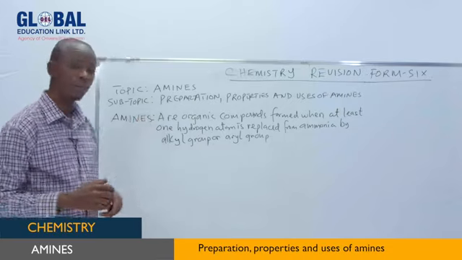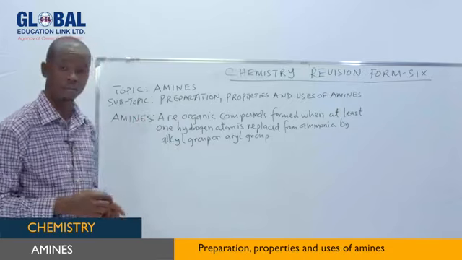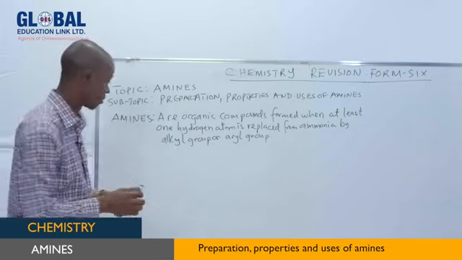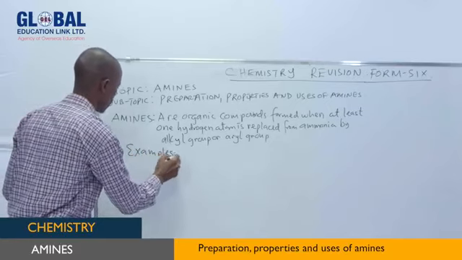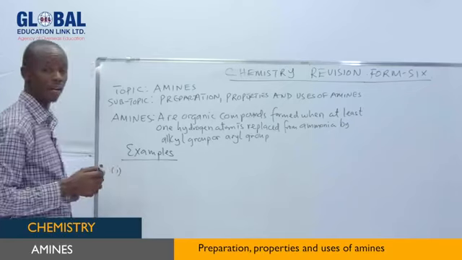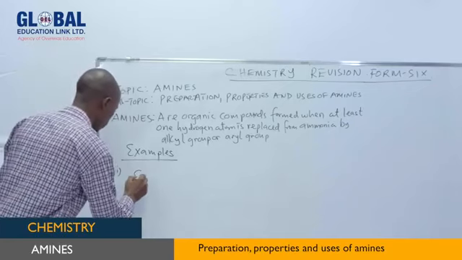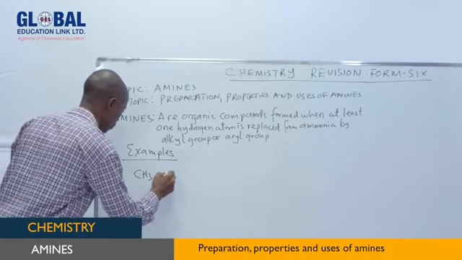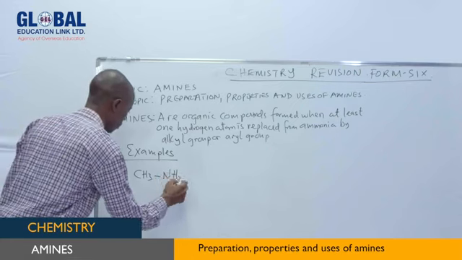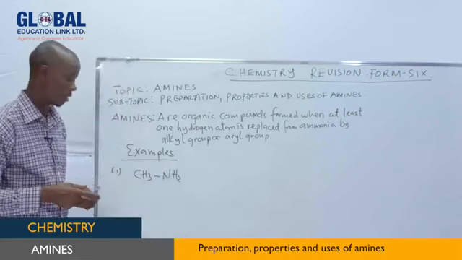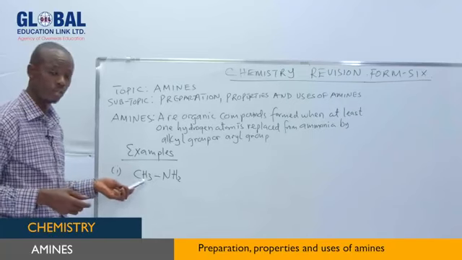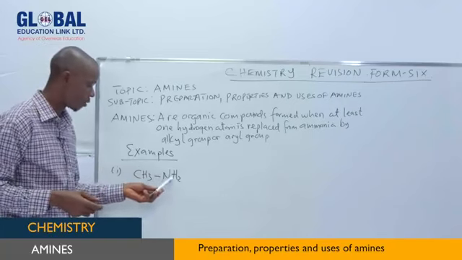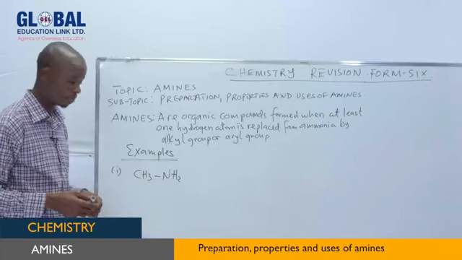Now, from there, we can have some examples of the amines. Number 1. Look at this one. We have this one alkyl group. This is a methyl group. It has replaced one of the hydrogen atoms from ammonia.